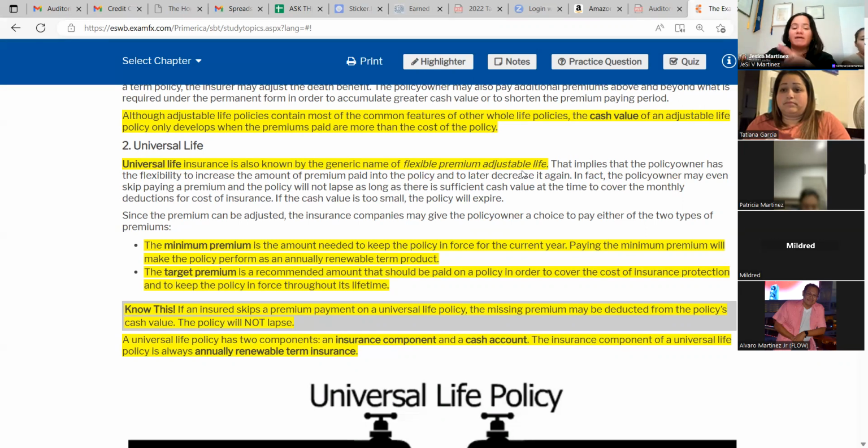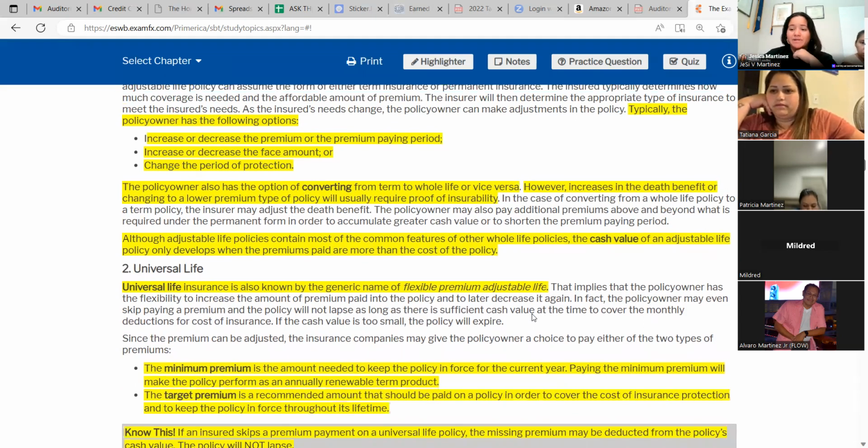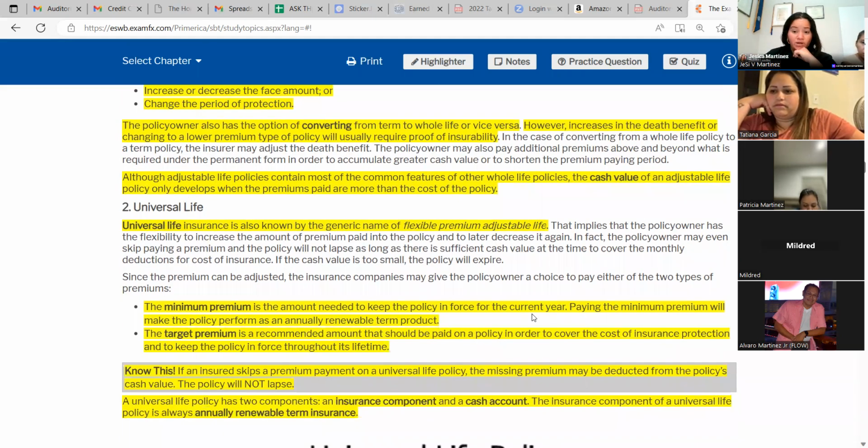So in the adjustable life that we just saw, you have these options when you're setting up your policy, like increase or decrease the premium. Then if you want to make any of the changes, you have to convert it, right? And then you can choose if you want to pay more or less, or what your needs are at the time of conversion. The universal life gives you the flexibility of doing it whenever you want to.